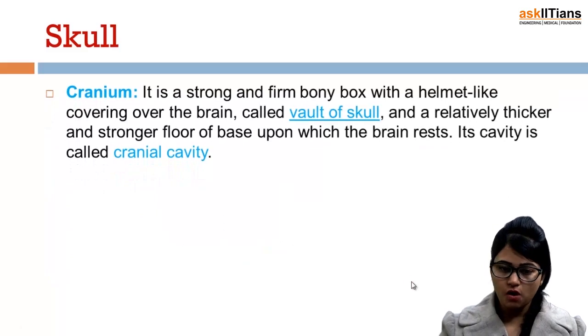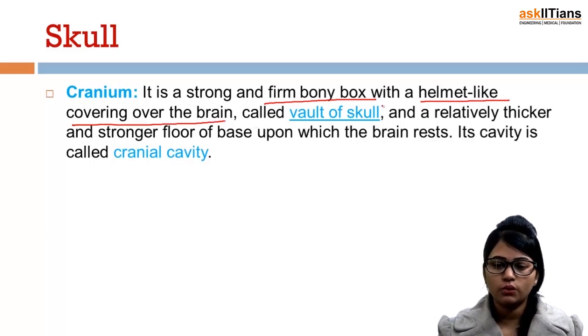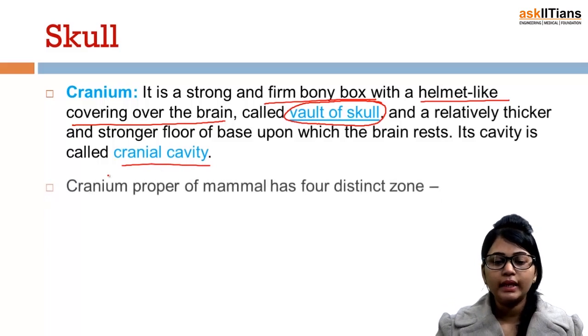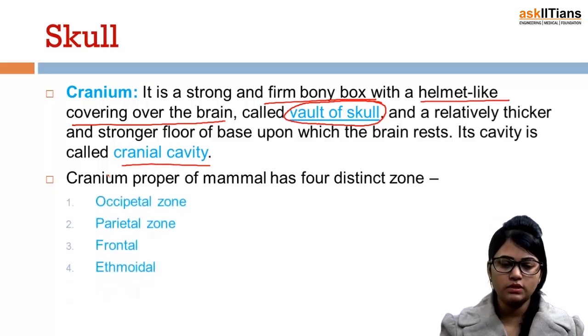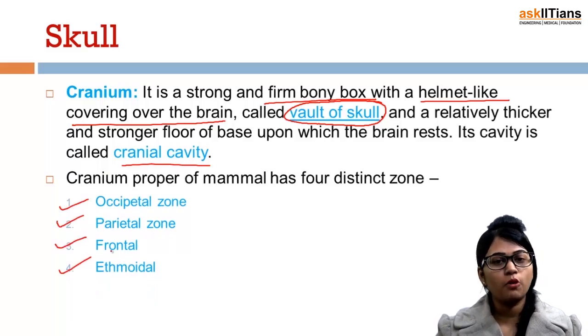Cranium is strong. Cranium is firm bony box and it's a helmet-like covering over the brain, which is also known as vault of skull, and a relatively thicker and stronger floor of base upon which the brain rests. Its cavity is known as cranial cavity. Cranium proper of mammals like human beings has 4 distinct zones. What are these 4 distinct zones? Occipital zone, parietal zone, frontal zone and ethmoidal zone.